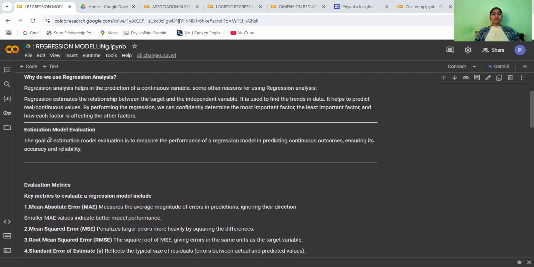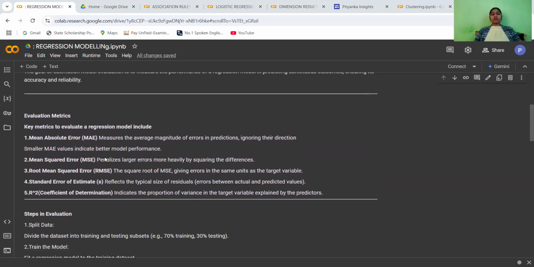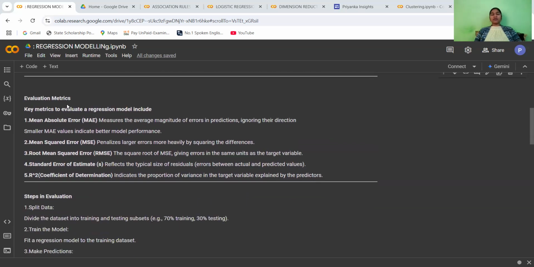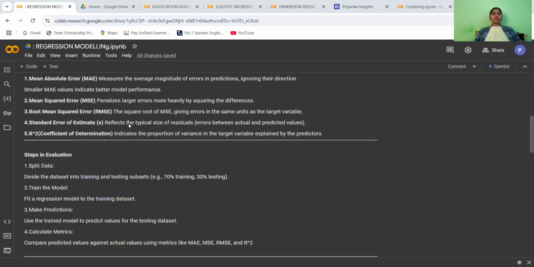Now, estimation model evaluation. The goal of estimation model evaluation is to measure the performance of a regression model in predicting continuous outcomes, ensuring its accuracy and reliability. Evaluation metrics. Key metrics to evaluate a regression model include mean absolute error, MAE, which measures the average magnitude of errors in predictions, ignoring their direction. Smaller MAE values indicate better model performance.